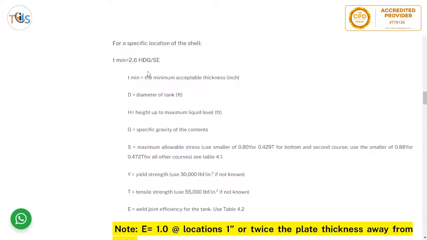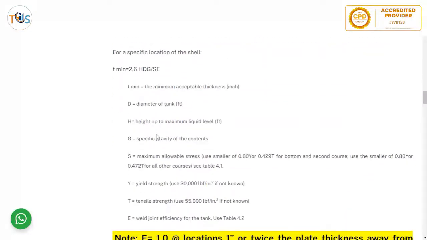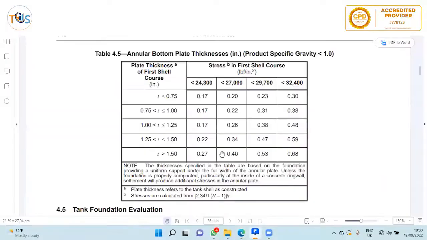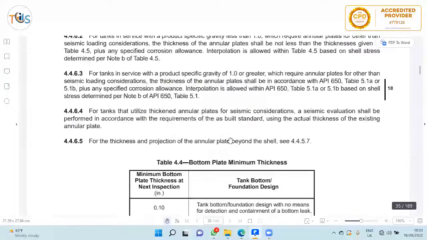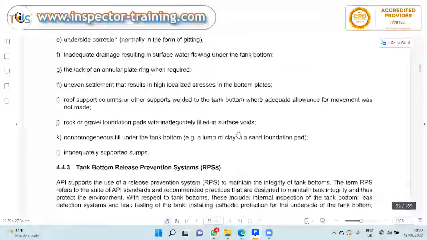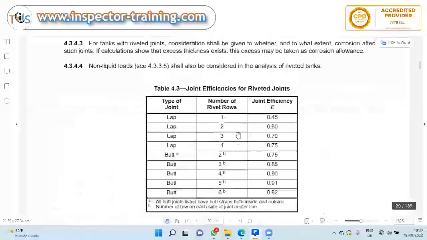Now you can find the S from table 4.1 in API 653, and we'll see how these tables work. So if you go to API 653, we start from table 4.1, so that when we continue, you know what we are talking about. Let's go to table 4.1.